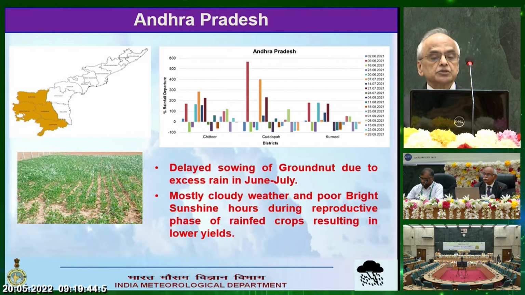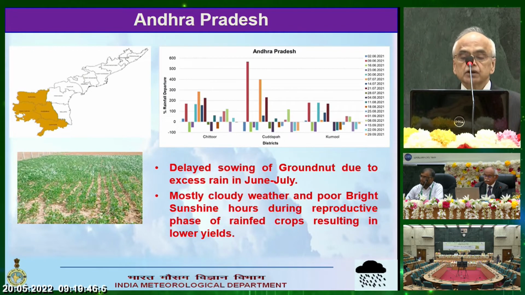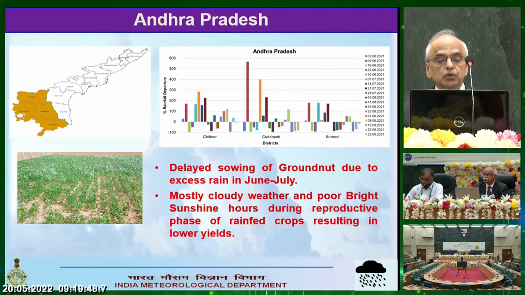And the next state mentioned here is Andhra Pradesh, and here also there was delayed sowing of groundnut due to excess rain in June and July, and mostly cloudy weather and poor bright sunshine hours during the reproductive phase of rain-fed crops, resulting in lower yields.